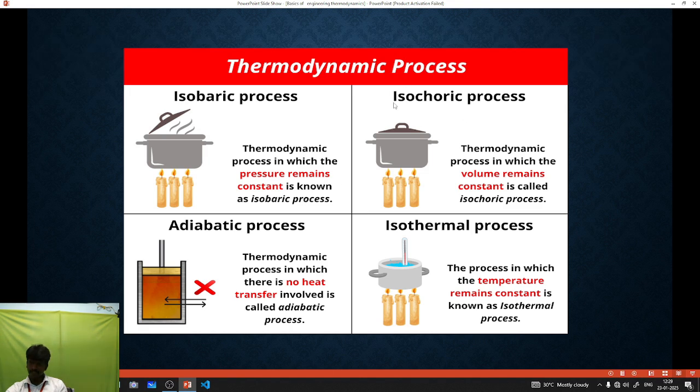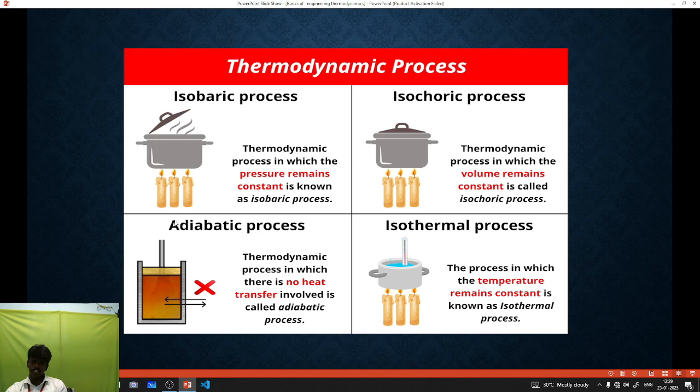The next one is isochoric process. In isochoric process, the thermodynamic process in which the volume remains constant is called isochoric process. The volume remains constant. The vapor does not move away from the system to surroundings because the vessel lid is closed.